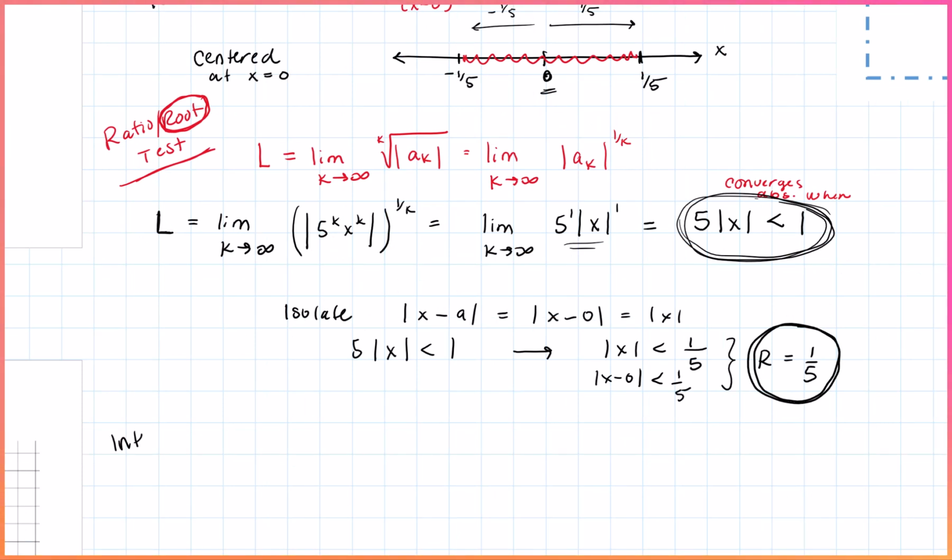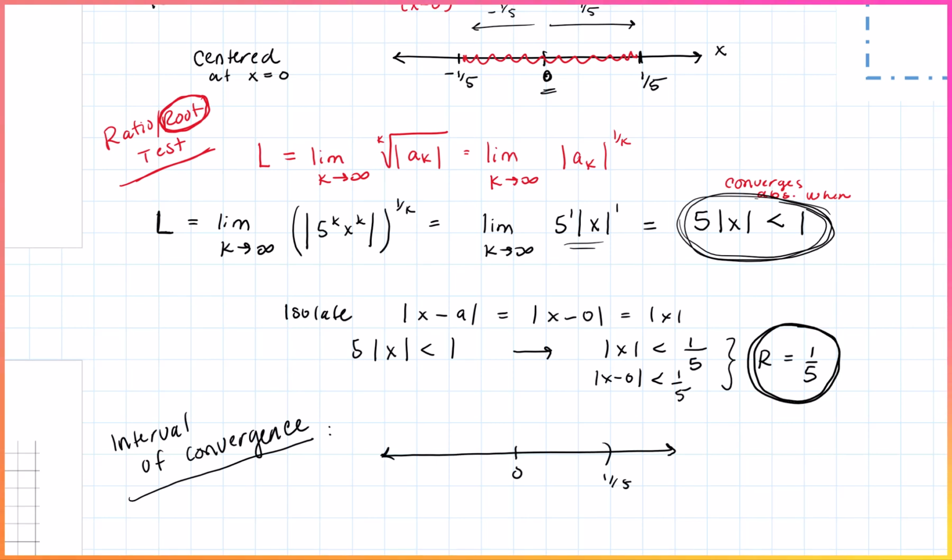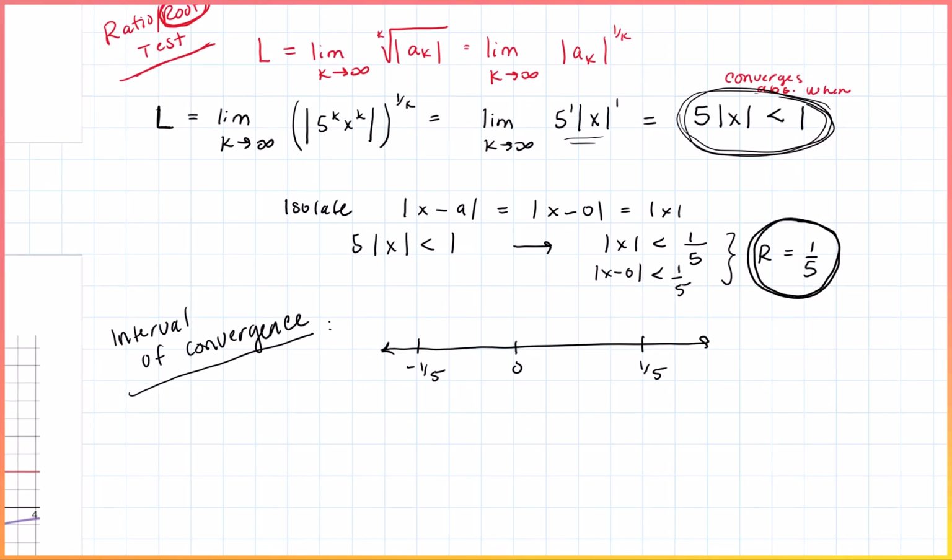So the interval of convergence, I zoomed out so that we could see my little graph there. My interval of convergence, I'm going to carry the graph down here. My interval of convergence, the possibility, actually I put a parenthesis, but we don't know that yet. My interval of convergence, the potential interval of convergence, is between negative 1/5 and 1/5.